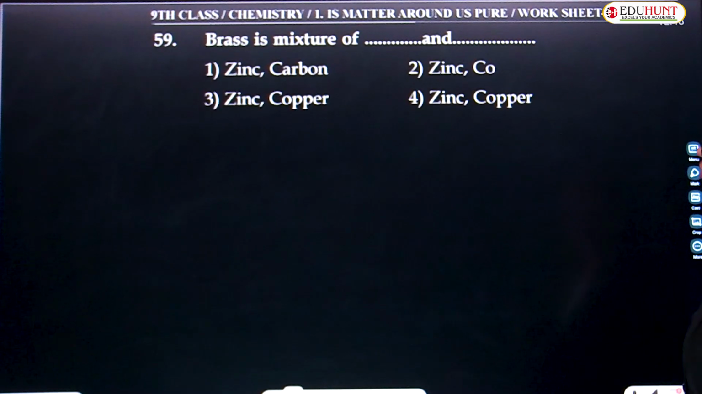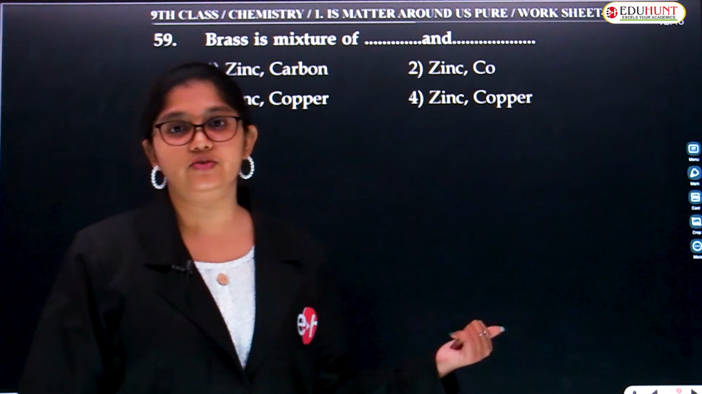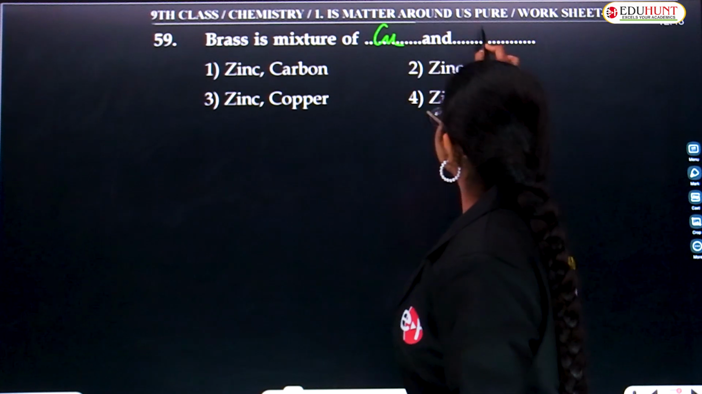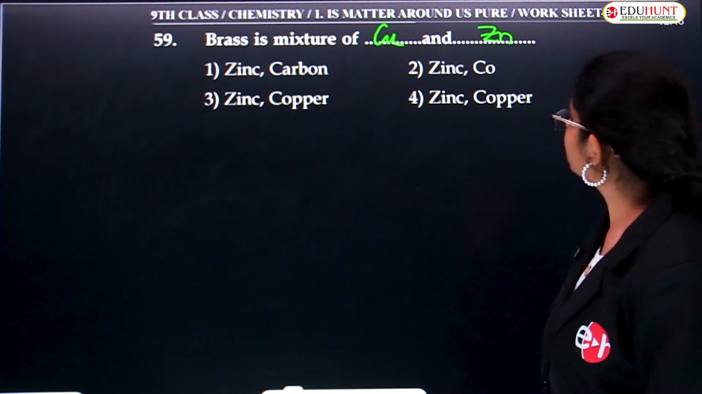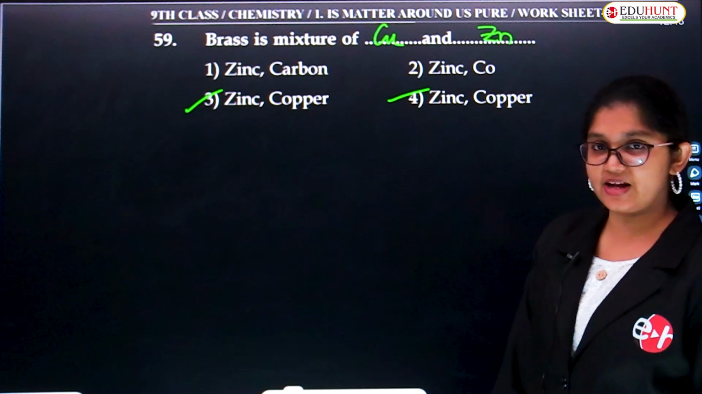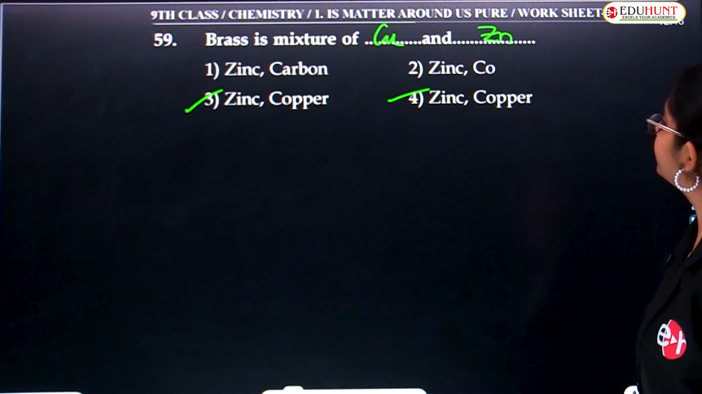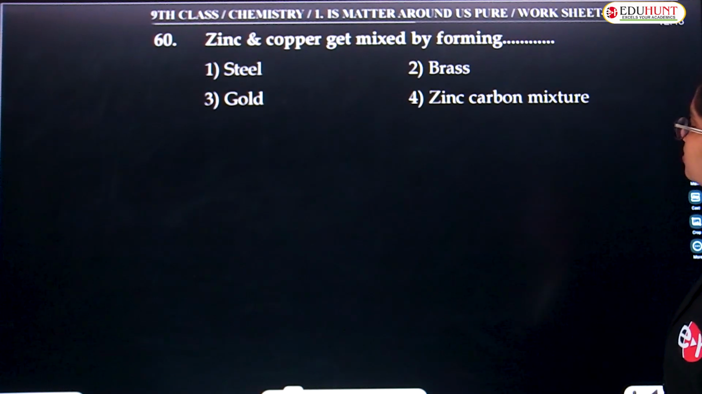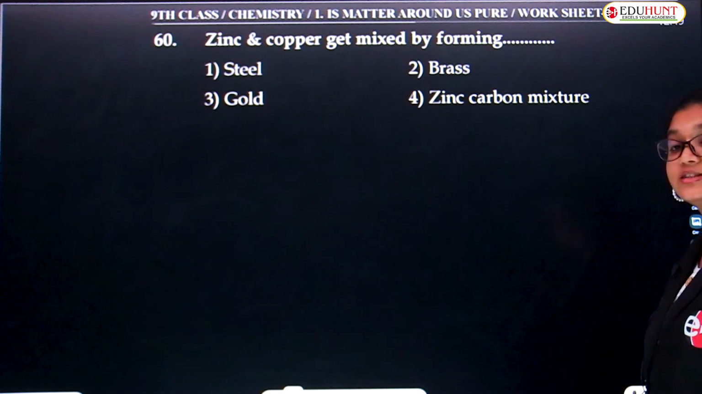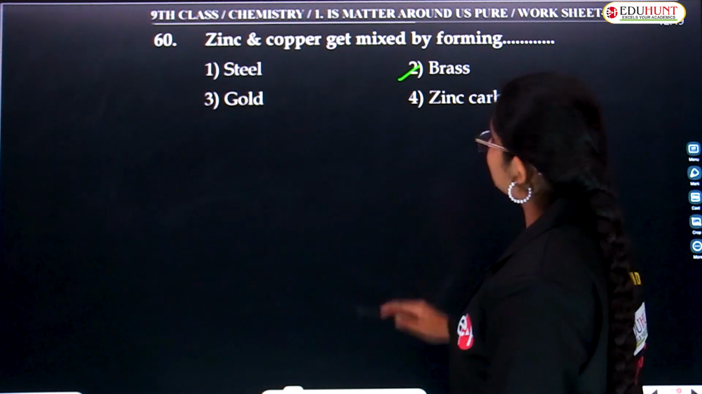Okay, clear? Next, 59th question, children. Brass is a mixture of dash and dash. Come on, tell me, you know the answer already. ఇప్పుడు చెప్పాను కదా, previous question, 57th question I guess. Brass is a mixture of copper plus zinc. Very good. We have two options, 3 and 4 both are matching. Zinc and copper, zinc and copper. Sometimes the options are like that, don't worry. Zinc and copper are the mixtures giving brass alloy. Question number 60. Same question to answer and answer to question. Zinc and copper get mixed forming steel? No. Gold? No. Zinc carbon mixture? No. What is that? Brass.